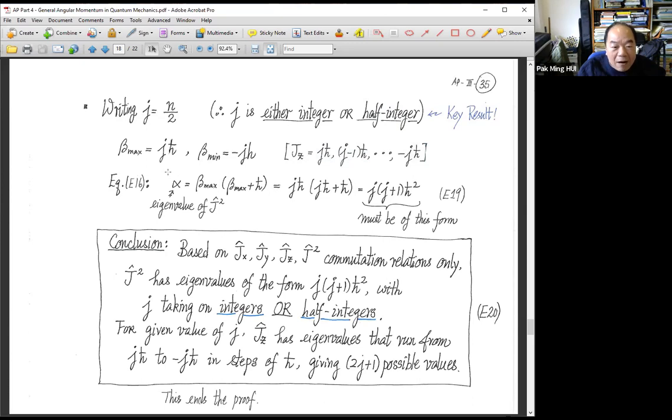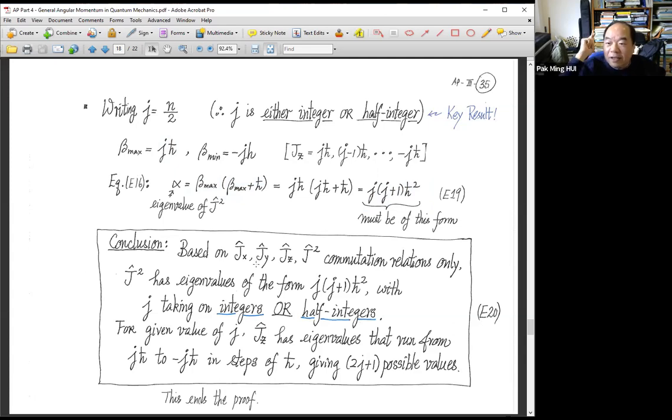Finally, how long is the J square eigenvalue? Remember, we proved that it must be J maximum times J maximum plus H bar. J maximum is J H bar, therefore, we have our familiar form. Okay, let me conclude and then we will take a break. Conclusion.